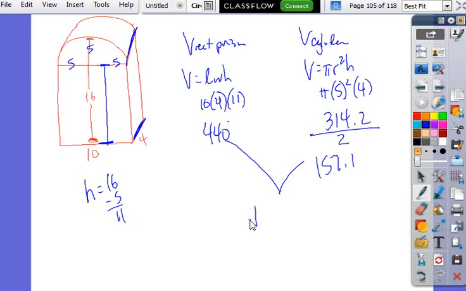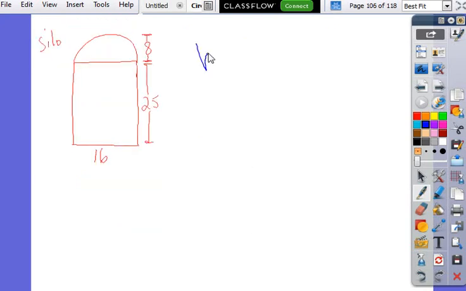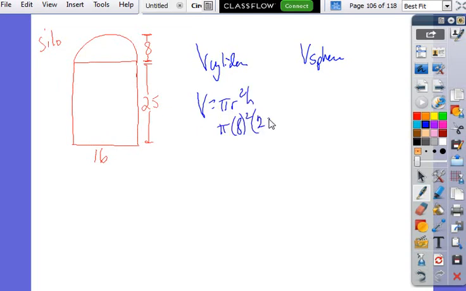For the silo, the bottom is a cylinder, the top is a sphere. So I'll do pi r squared h here. In this case, it gave me the 25 for the height, so I plug that in. The 8 is half of the 16, which is my diameter. Then over here, I'm going to do 4/3 pi r cubed. I think that was 2144.7 or something.